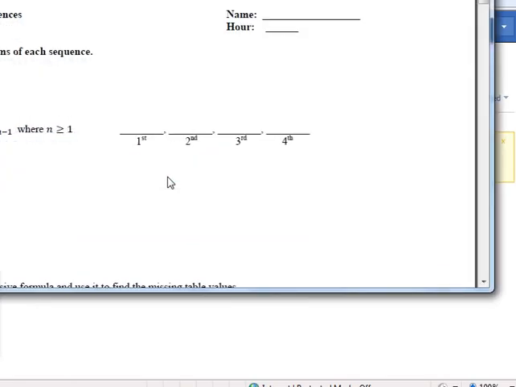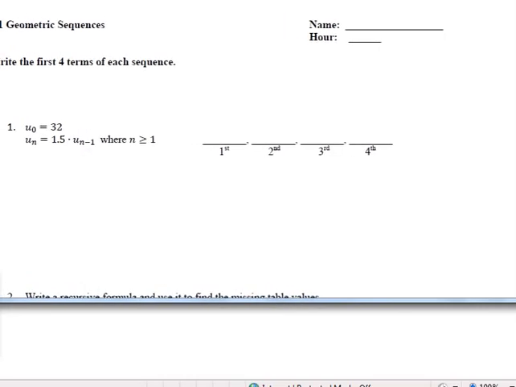But the most common mistake I get on this first one is kids think that just because it starts with u sub 0, that the first term then isn't the 32, it's the next number. Know what I mean? They think that the first term can't be 32. It is. The first term is 32. Whatever goes here is your first term. They're just calling it u sub 0.